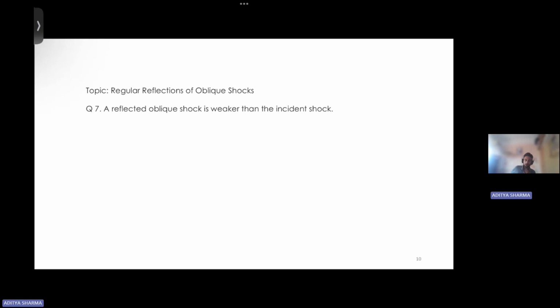So next question is on regular reflections of oblique shocks, a topic from lecture 18, right? So here we have, from a primary wall we get an oblique shock, and then it strikes a secondary wall, and from there whether it reflects or something else happens, that has been discussed, right? So based on that, let's look into this question number 7.